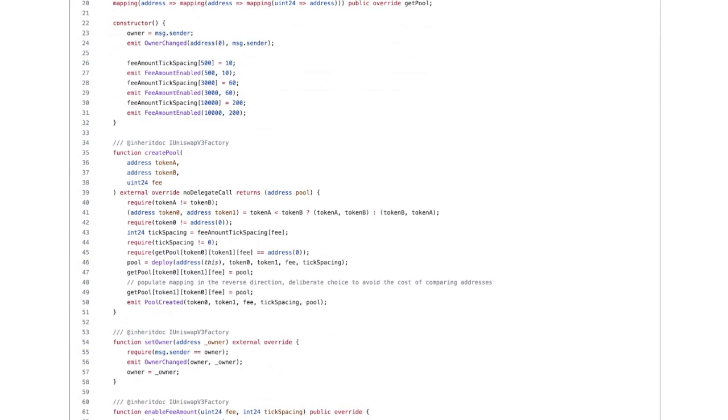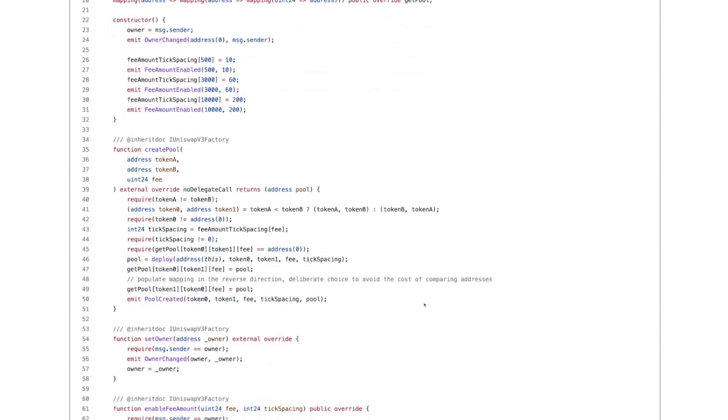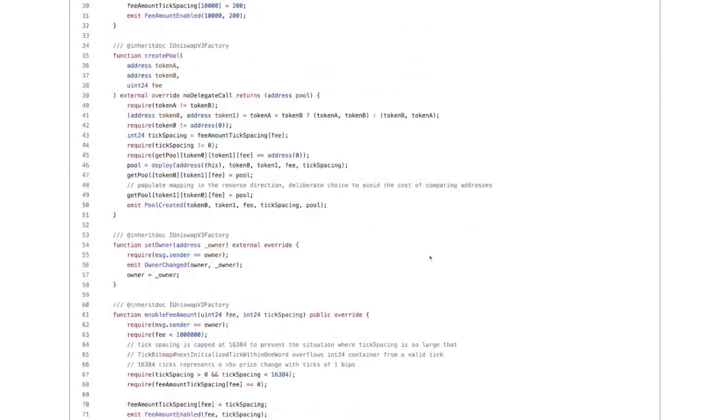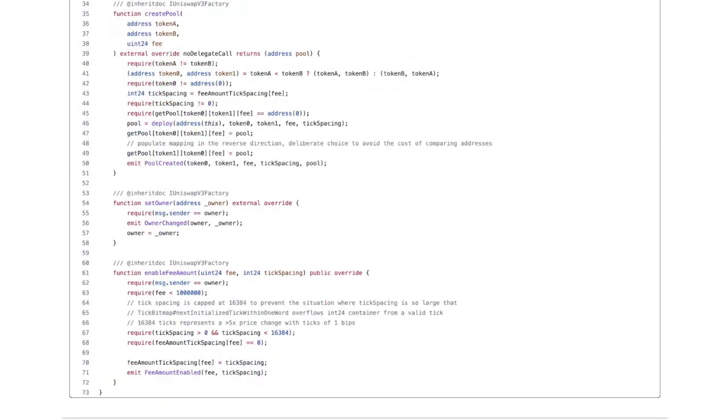Cool. And then you emit the event that was defined in the interface. Yep. Nice. Cool. Set owner. Is that just standard? Yeah, that's cool. Pretty standard. Enable fee amount. So I guess there's your only owner. Okay, so you put in a given tick spacing, and then it enables a fee amount.